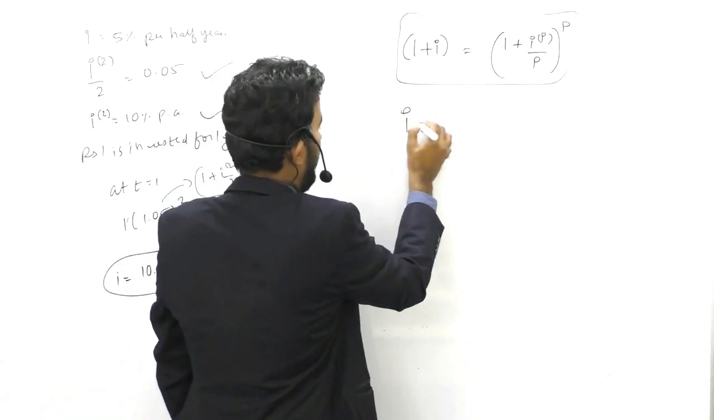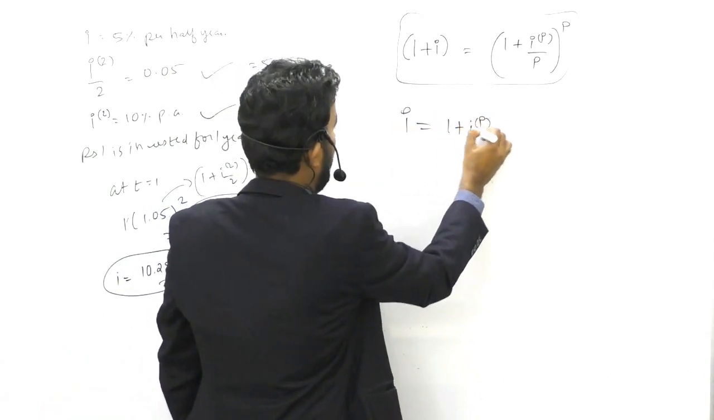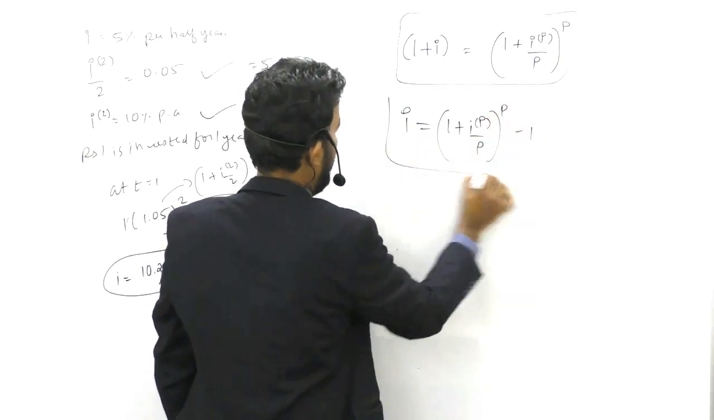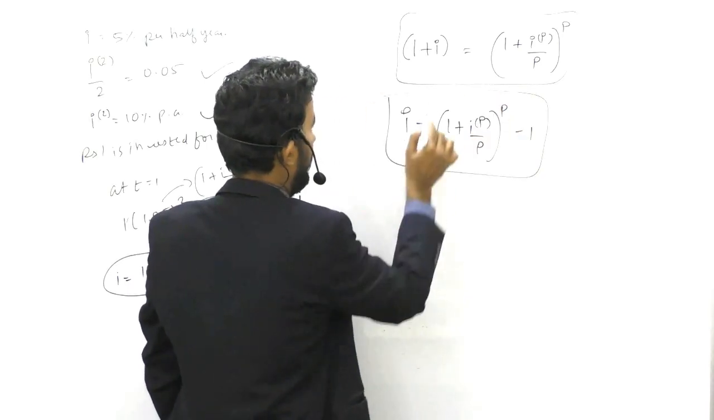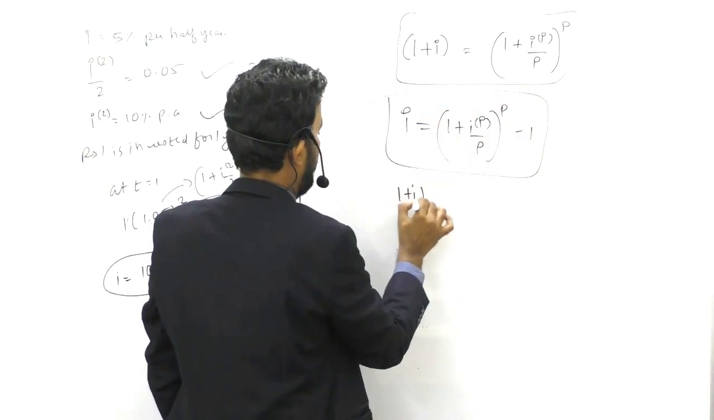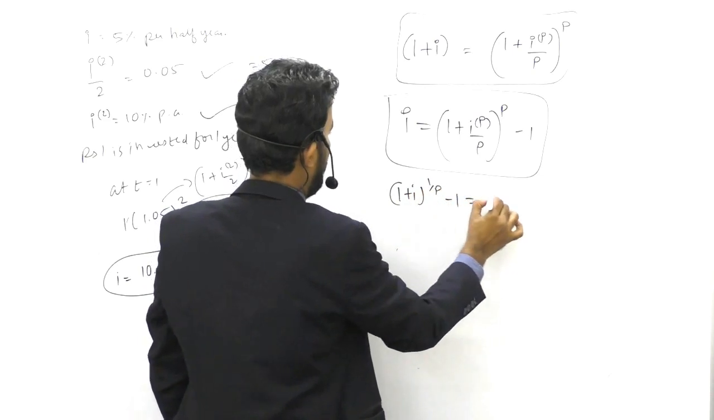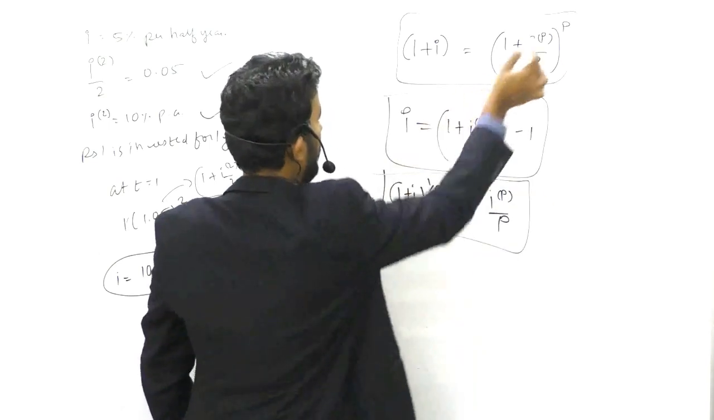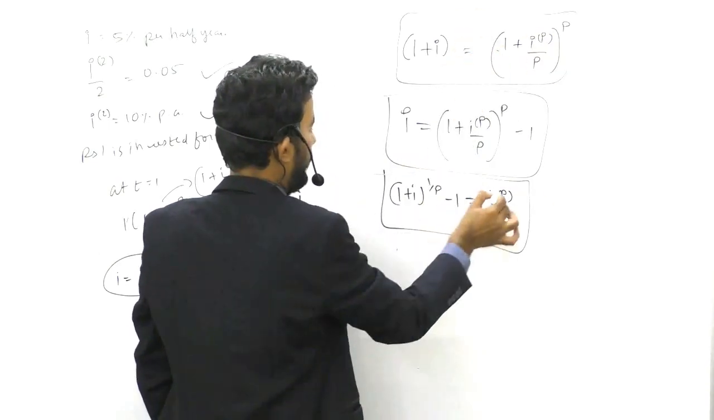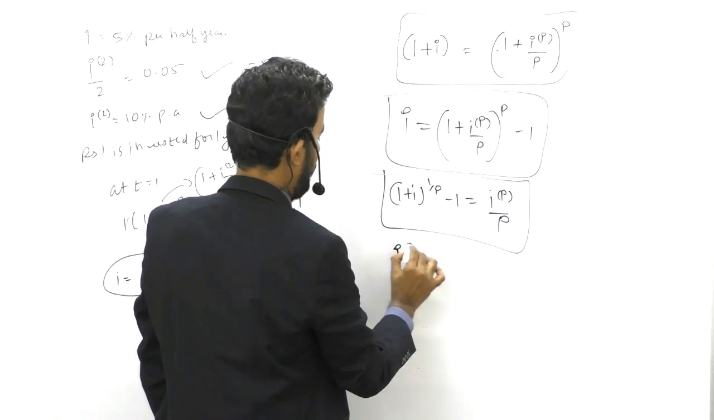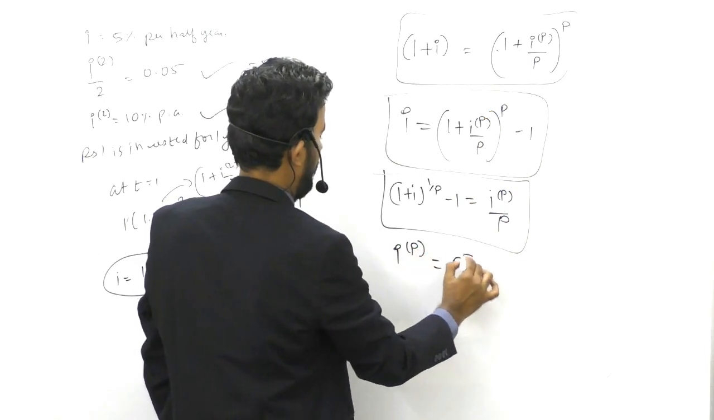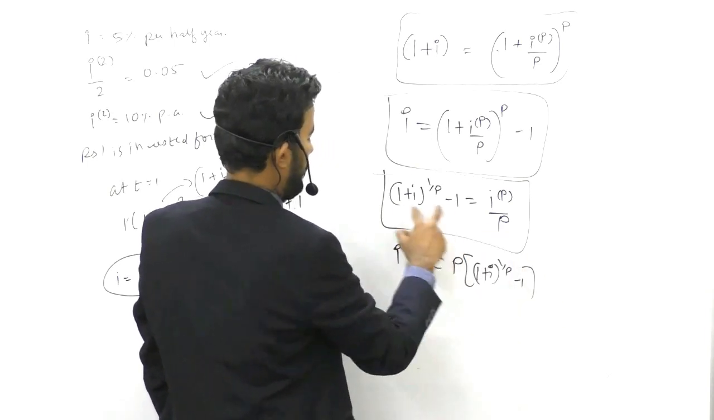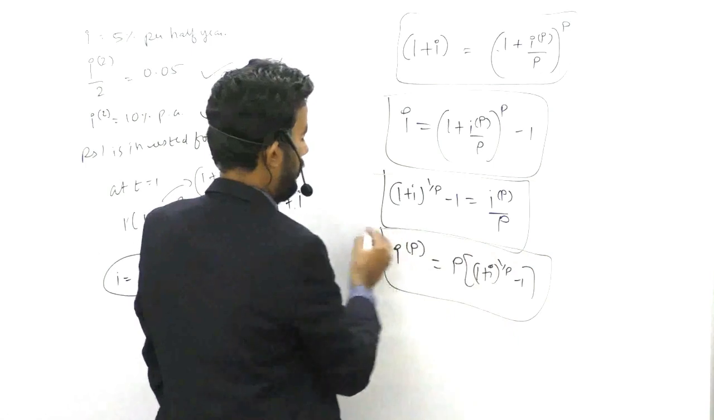So I can write 1 plus i^(p)/p raised to p minus 1, or this is one of the important things to note. I derived it from here, or I can write (1 plus i) raised to 1/p minus 1 is equal to i^(p)/p. I took p over here and subtracted 1, so I get this answer for i^(p)/p, and similarly I can get i^(p) is equal to p into ((1 plus i) raised to 1/p minus 1). Multiply this p here, you will get an equation for the nominal rate.